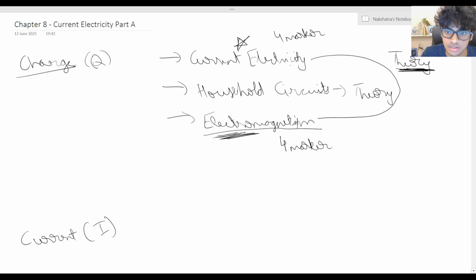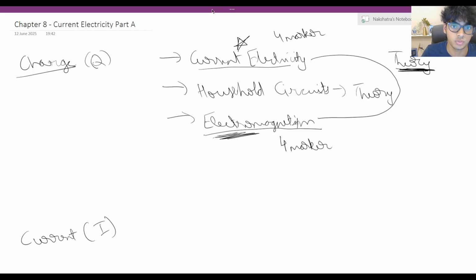In current electricity, the toughest questions which they give, I think, are questions where they'll provide a circuit and then they'll ask numerical questions based on the circuit. There isn't much theory which can be questioned for current electricity. This is going to be more numerical based.